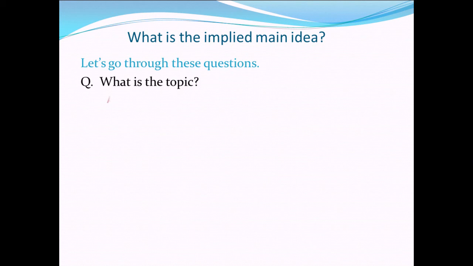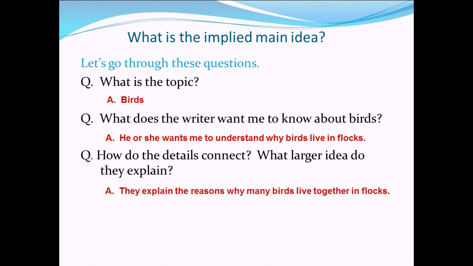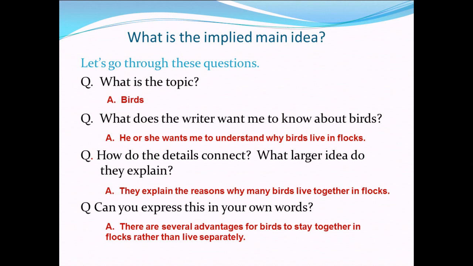What is the implied main idea? Let's go through these questions. What is the topic? Birds. What does the writer want me to know about birds? He or she wants me to understand why birds live in flocks. How do the details connect? What larger idea do they explain? They explain the reasons why many birds live together in flocks. Can you express this in your own words? There are several advantages for birds to stay together in flocks rather than live separately.